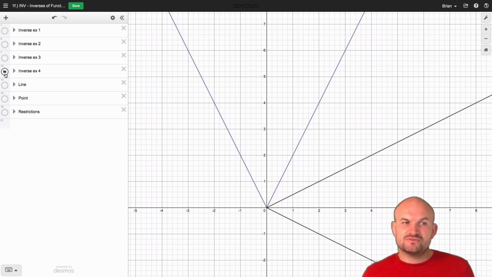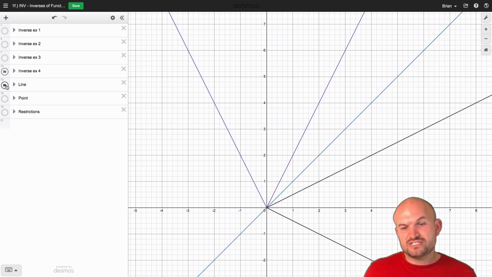So what we talked about is, have we learned anything up to this point that would restrict that? And yes, we talked about domain restrictions in terms of piecewise functions. So I said, is there a way we can restrict the domain of that purple graph so that its inverse is still going to be a function? And what I did was I added the restriction of only x values that are greater than 0, right?